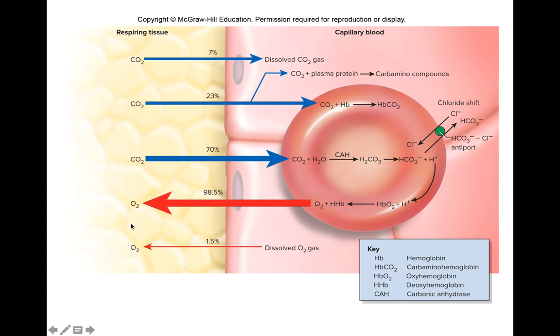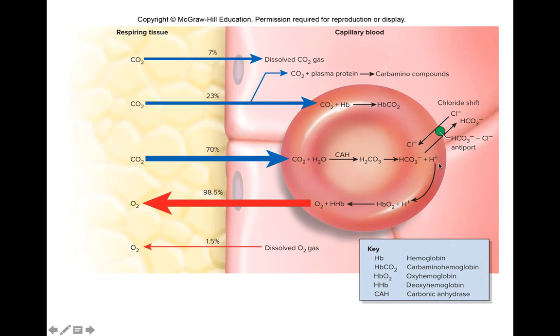Now what do we do with the CO2? Some of it is going to move in and dissolve in the plasma. Some of it's going to move in and bind to plasma proteins and be hanging out with them in the plasma. And some of it's going to move into the red blood cell and bind to hemoglobin, forming carbaminohemoglobin. The majority of it, though, is going to move into the red blood cell, and in the presence of carbonic anhydrase, is going to form carbonic acid, which is then going to dissociate into bicarbonate and a hydrogen ion.